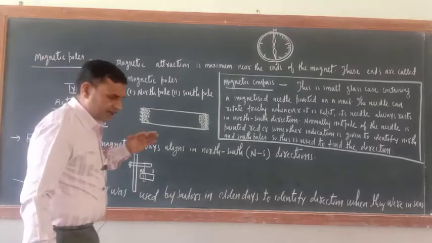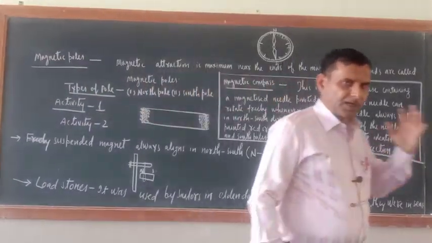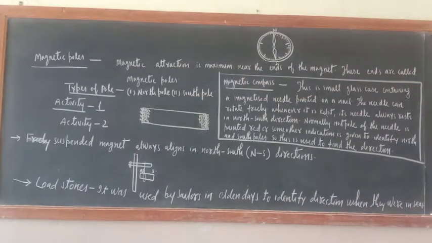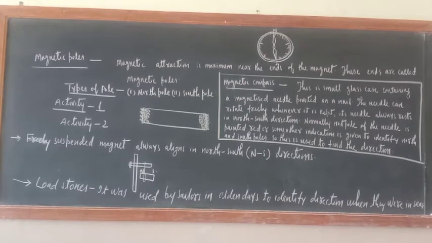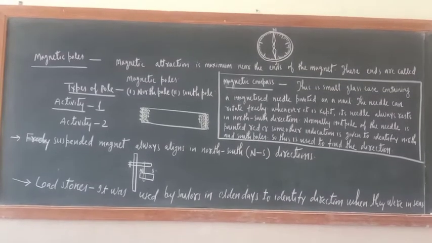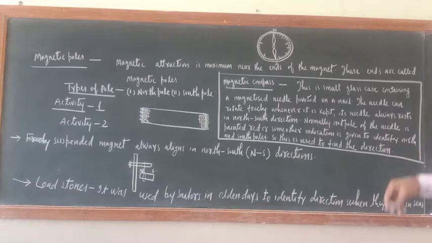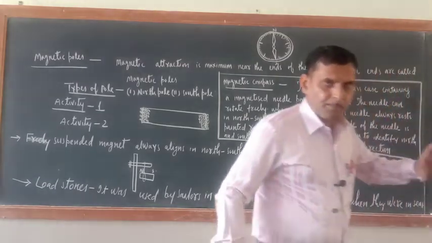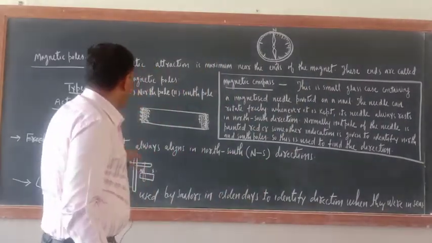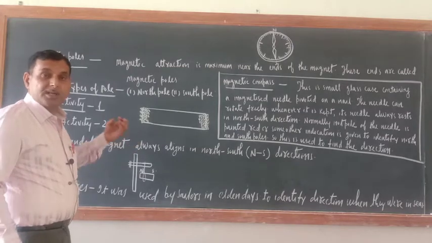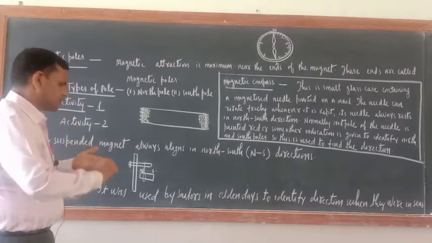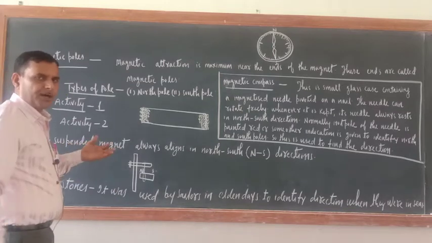Now, to understand better what magnetic poles are, I will teach you two activities, then you will come to know what the magnetic poles are. So just take a bar magnet. Activity number 1 I am going to tell you. Take one bar magnet, and that bar magnet should be rubbed in soil or sand. Just keep rubbing for a long period of time.